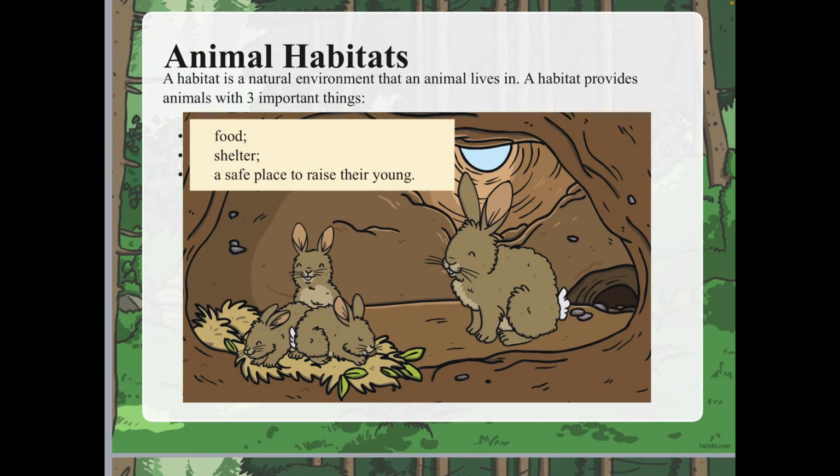It is a natural environment. That means it is outside, and it is not man-made. So a habitat is a natural environment that an animal lives in. Plants can live there too. A habitat provides animals with three important things: food, shelter, that means a home to live in, and a safe place to raise their young or their babies.